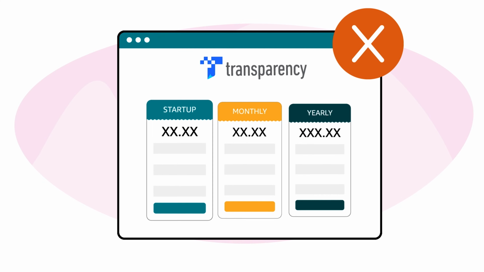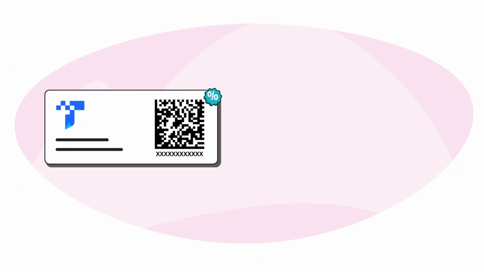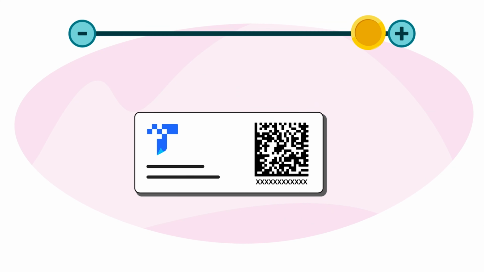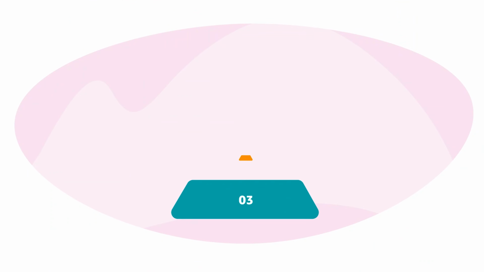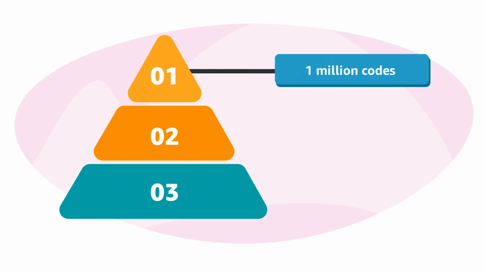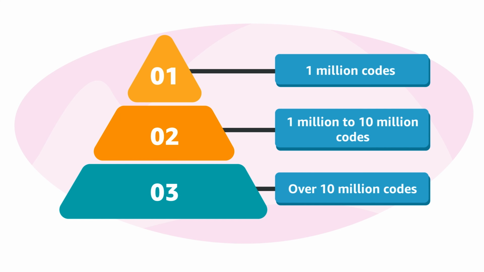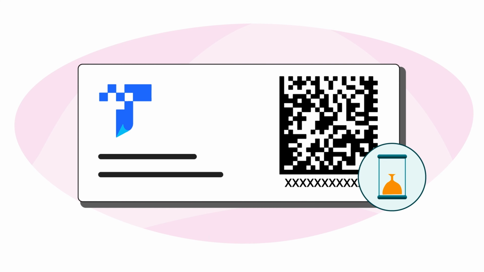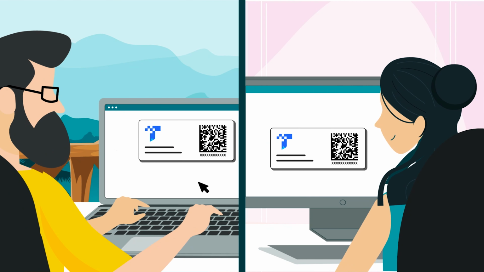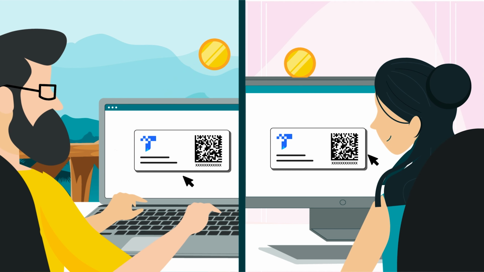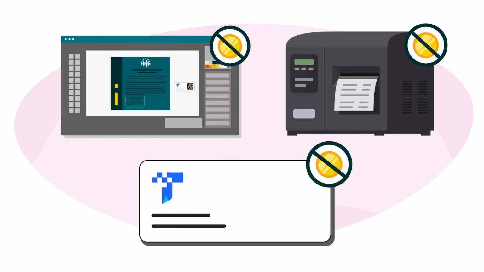Transparency has no startup, monthly, or yearly fees. Instead, you'll pay a per-code rate. Transparency has a tiered discount structure, meaning the rate per code decreases as your code purchase quantity increases. The 3 quantity milestones are your first 1 million codes, 1 million to 10 million codes, and finally, over 10 million codes. Note that your codes won't expire and will be accepted by Amazon for the life of the product. If you've chosen to acquire your labels through a TSP, you'll also pay a fee to print these codes. But you won't need to purchase any software, hardware, or blank labels to do so.